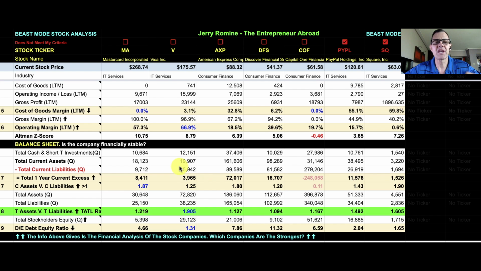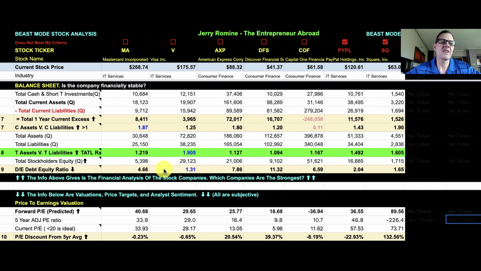And even though we're looking at the same data, that doesn't mean we'll arrive at the same conclusion, and that's okay. Everybody has different criteria for what they're looking for. All right, now we are in beast mode stock analysis phase 2, and this is where you look at the valuations, price targets, and analyst sentiment, and everything here is subjective.